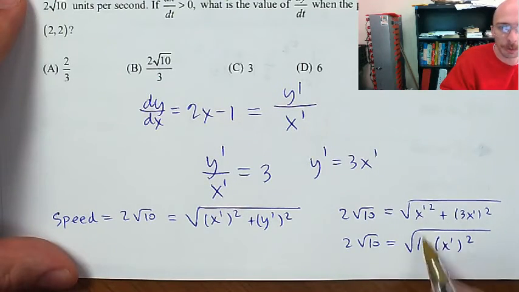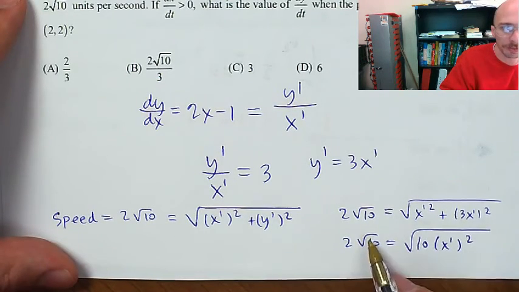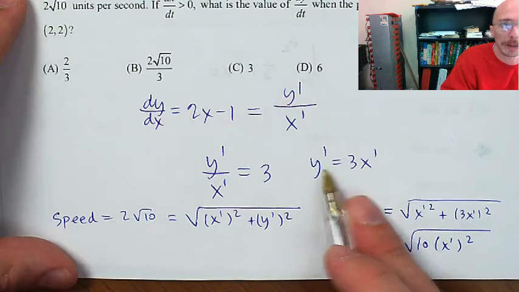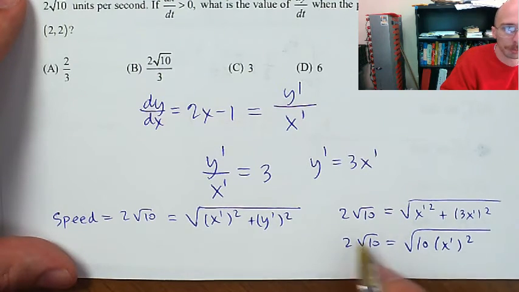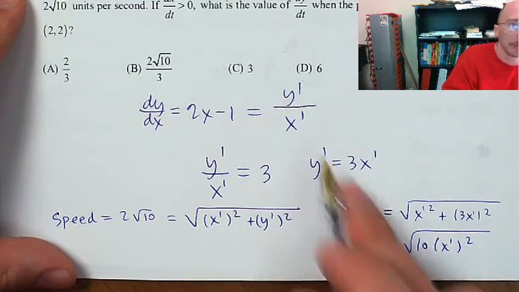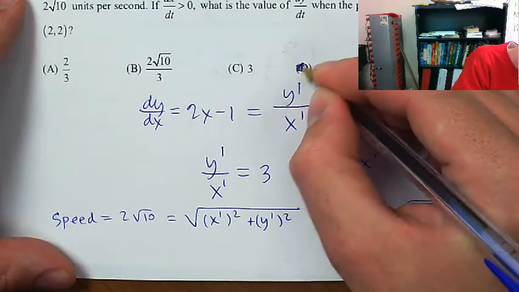Okay, because 2 squared square rooted, that would be the 2. Square root of 10 is right there. Y prime is 3 times x prime, which is 3. No, pardon me, it was 2. It's right there. So that means it's 6.